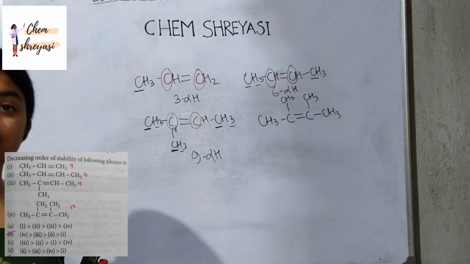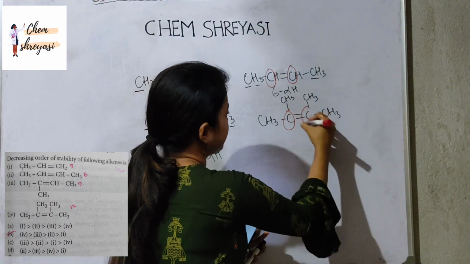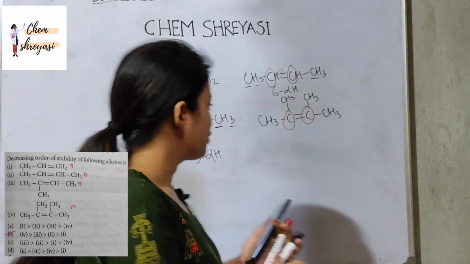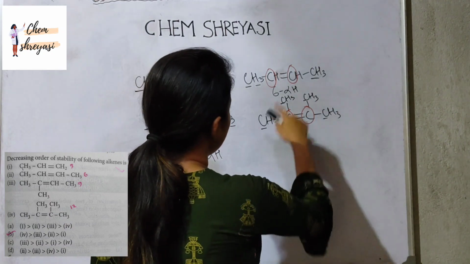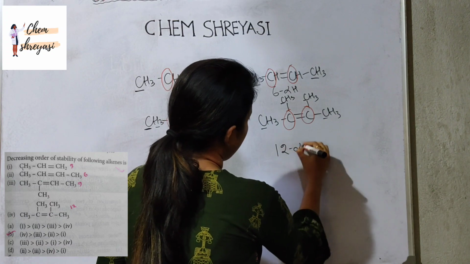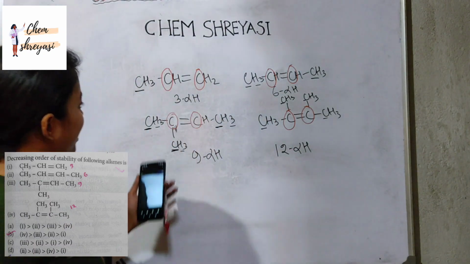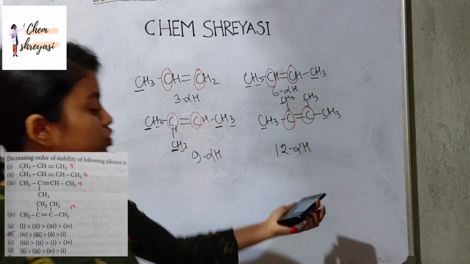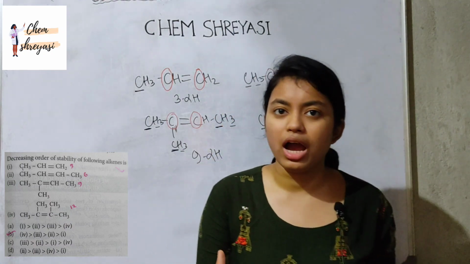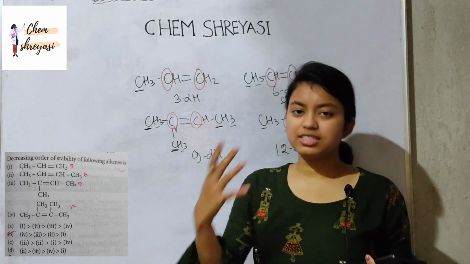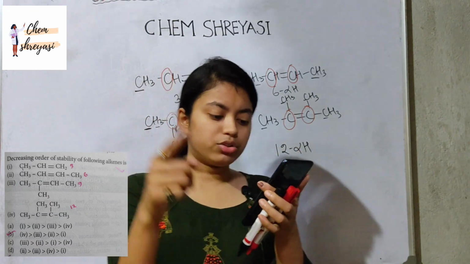Okay, so in this case there are 9 alpha hydrogens, and in case of option 4, this carbon and this carbon are directly doubly bonded with one another. So there are 1, 2, 3, 4 alpha carbons, and 12 alpha hydrogens. So 3, 6, 9 and 12. We all know that the more alpha hydrogens are present, the more hyperconjugation effect there will be and the more stability. So option B is the right answer, in which 4 is more stable, then 3, then 2, then 1.